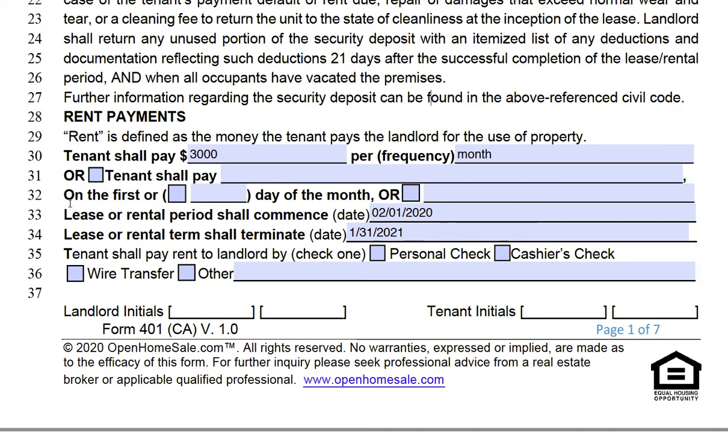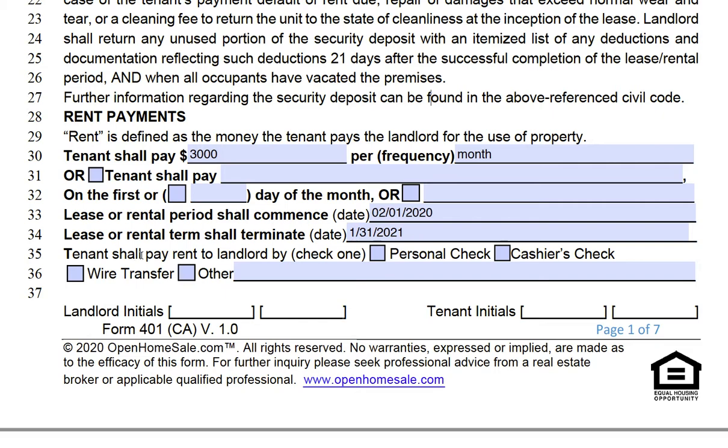By default, the contract is set up that rent is due the first day of the month, but if you want to change that to another date, just check the box and write it in. It has a commencement date. We put it at the first day of the second month of 2020. And then a termination date. We just did a little 1-year lease here as a sample.